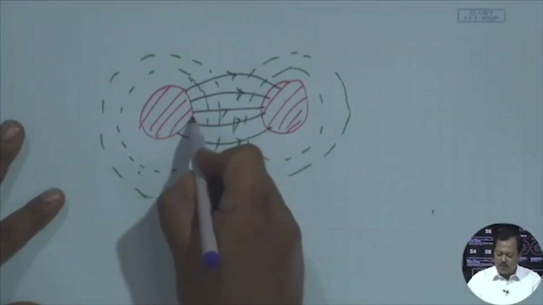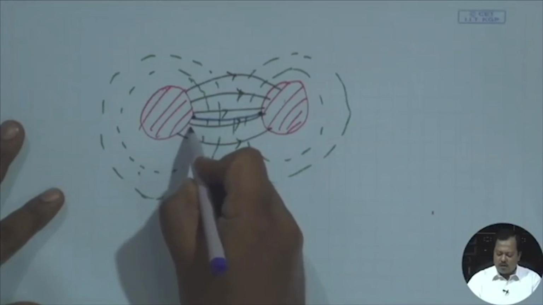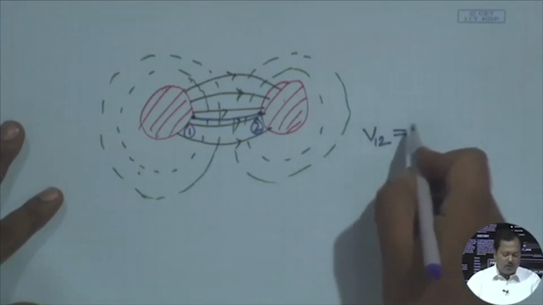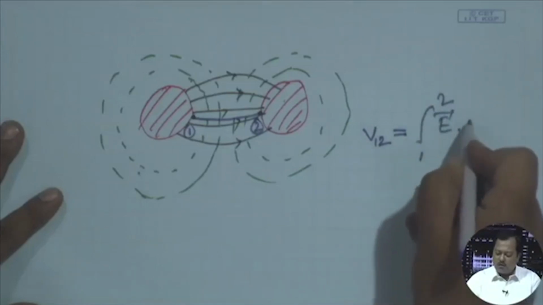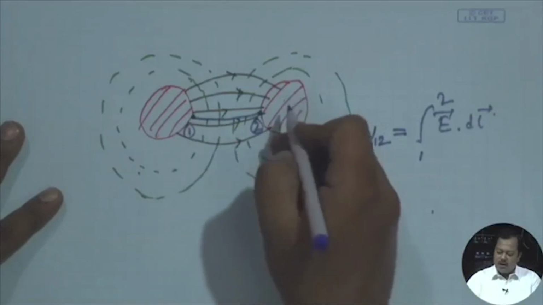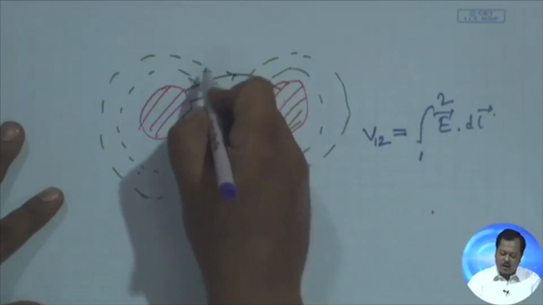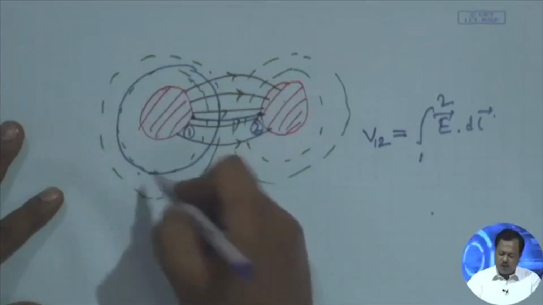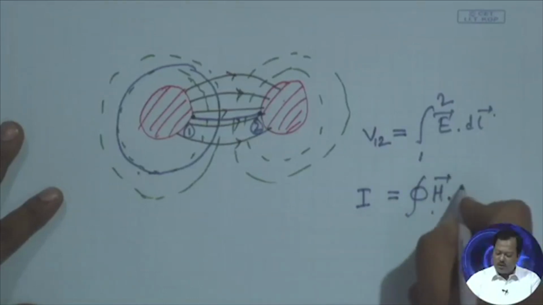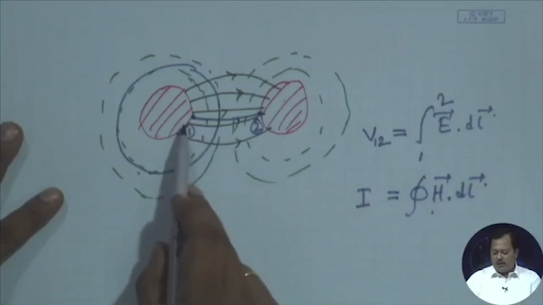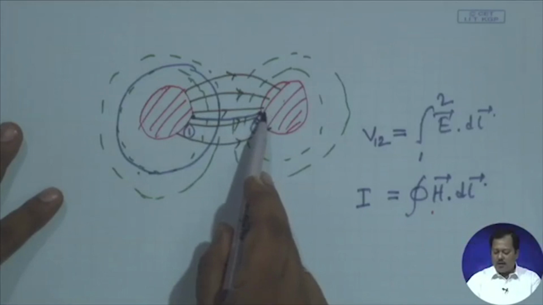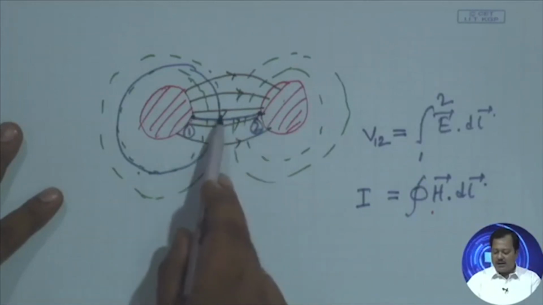So, in that case we have to just define one line, let us say from point 1 to point 2. So, then what we do? V1 to 2 is equal to the integration from 1 to 2 of E dot dl. So, this will give you the potential difference between these two, or voltage difference. Now, how can we calculate current flowing through any single conductor? We have to consider one closed loop, and then the current I is equal to the closed integral of H dot dl.